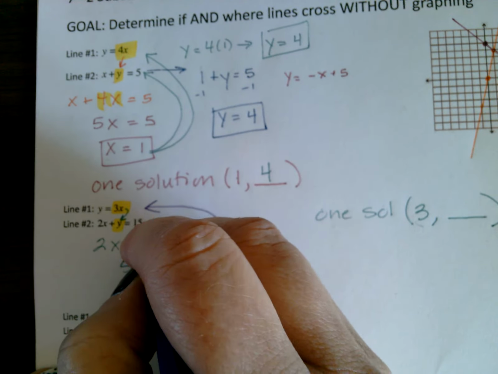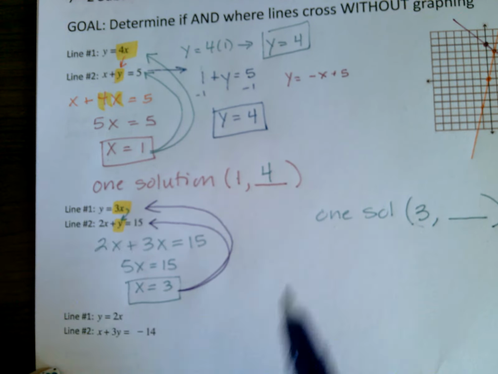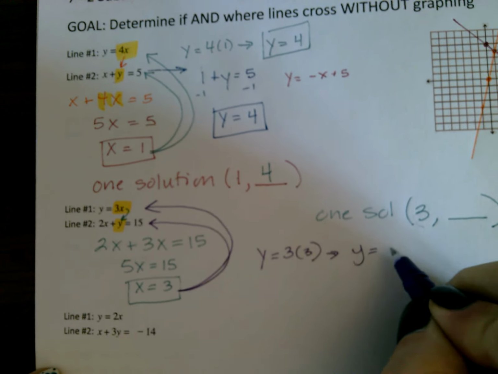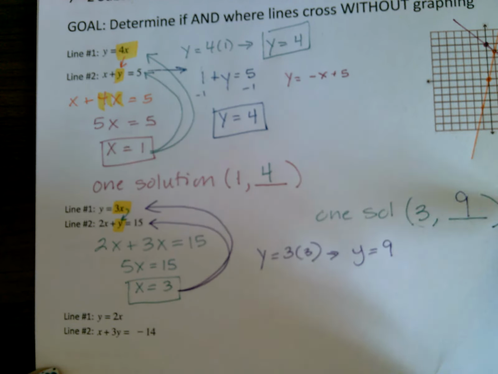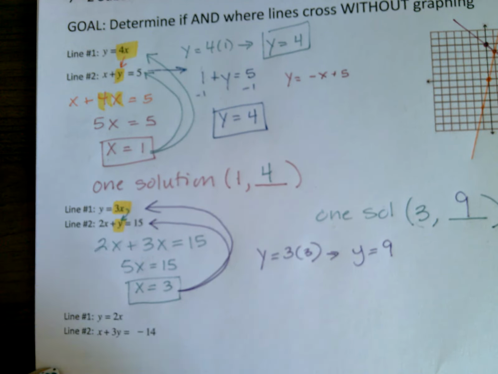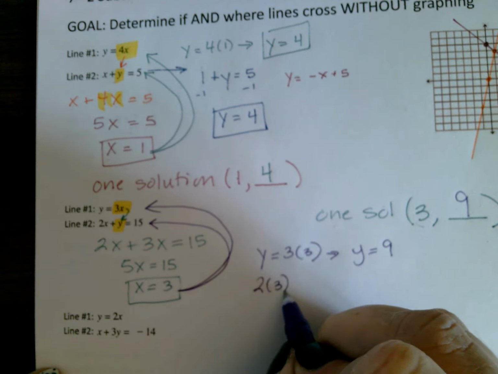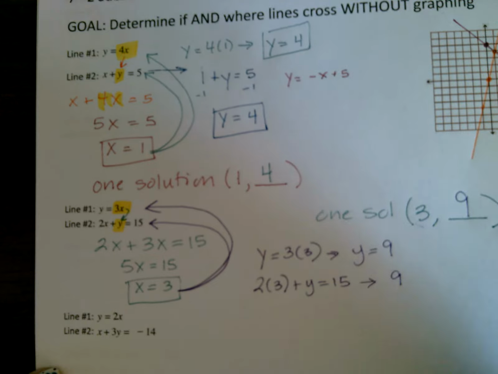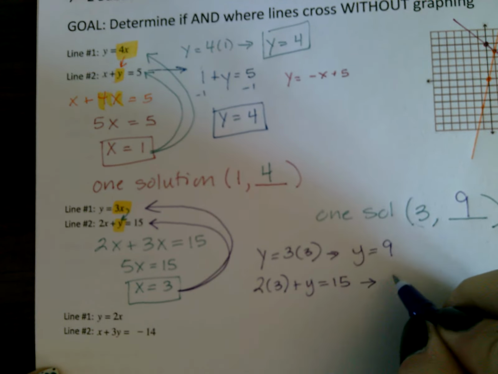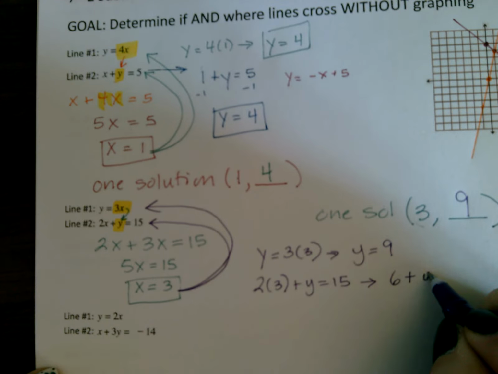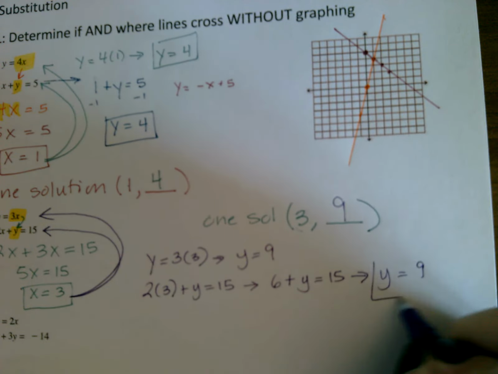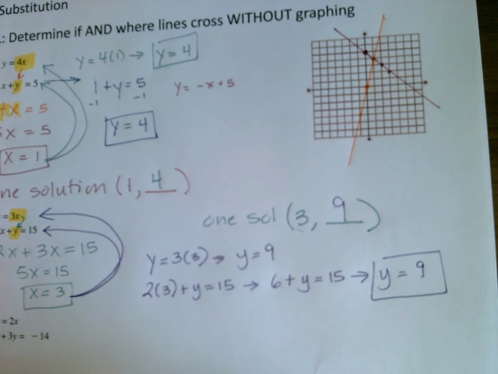I can put 3 into either equation. I'm going to pick the top one. So y equals 3 times 3. y equals 9. If I asked you to graph, they would cross at the point 3, 9. I will solve it for the second equation, even though you will not have to do that in your homework. You can pick either one. I just want to show you that you can use either and we'll get the same answer. Therefore, again, y equals 9.